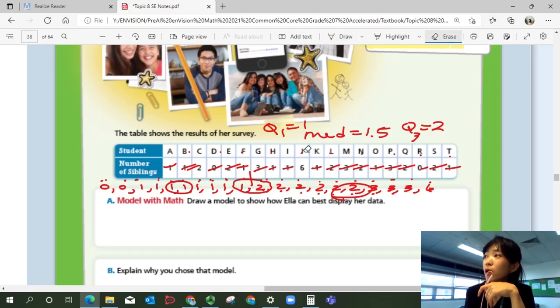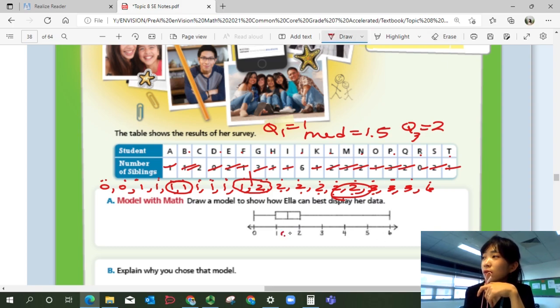So draw the box plot on your number line. You need to have a number line, 0 through 6. Then your median must be 1.5 here, and that's your median. Your Q1 is 1, and Q3 is 2. So you make a box that goes through all these points. Then your minimum is here, your maximum is here, draw whiskers. All right, that's your box plot.